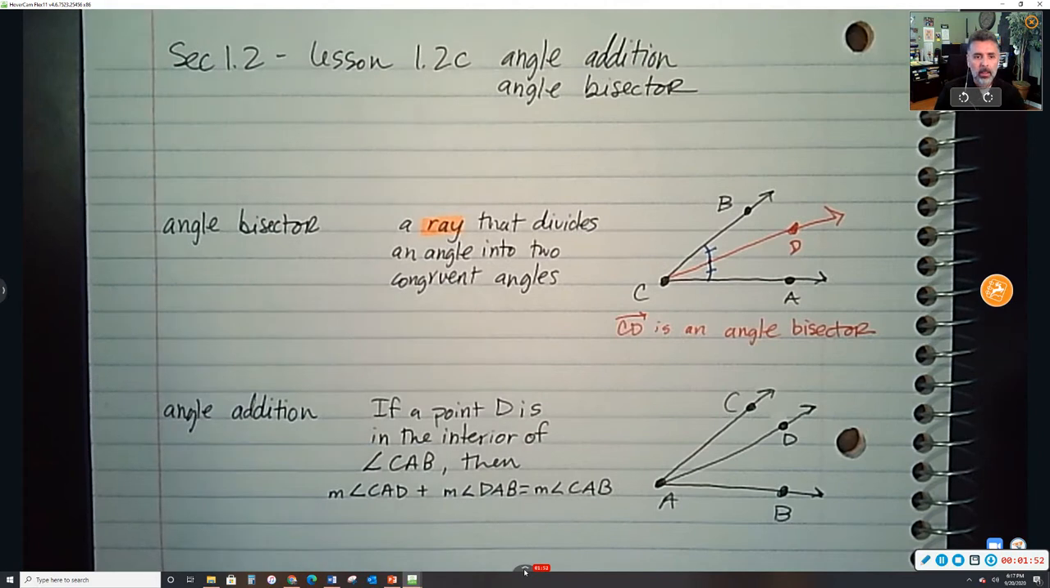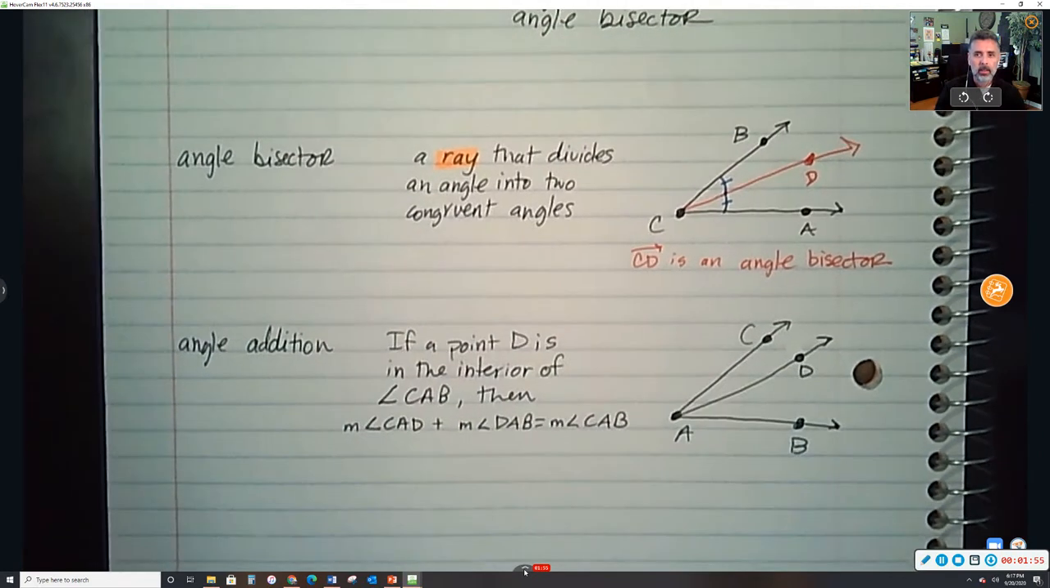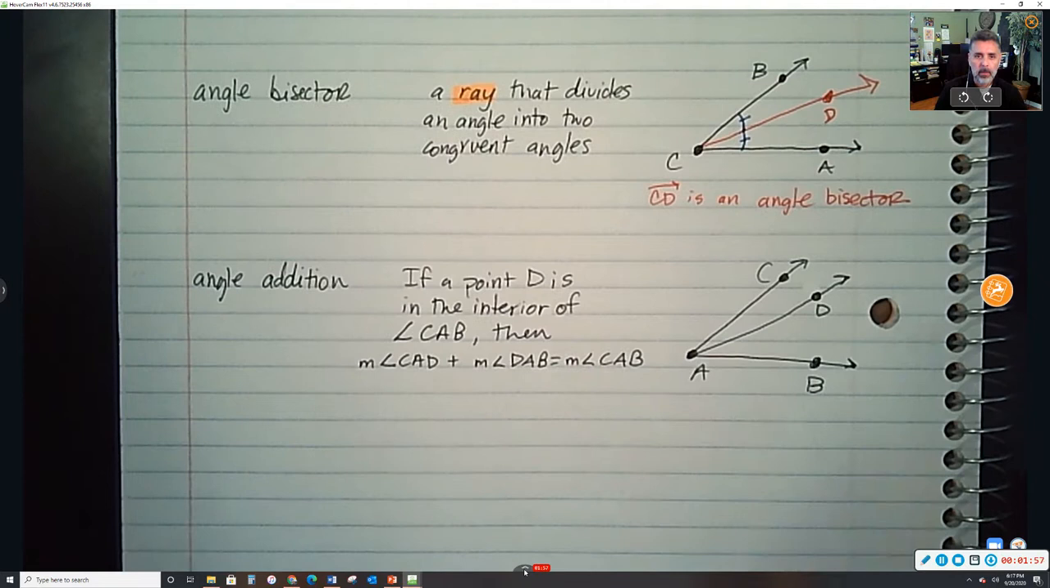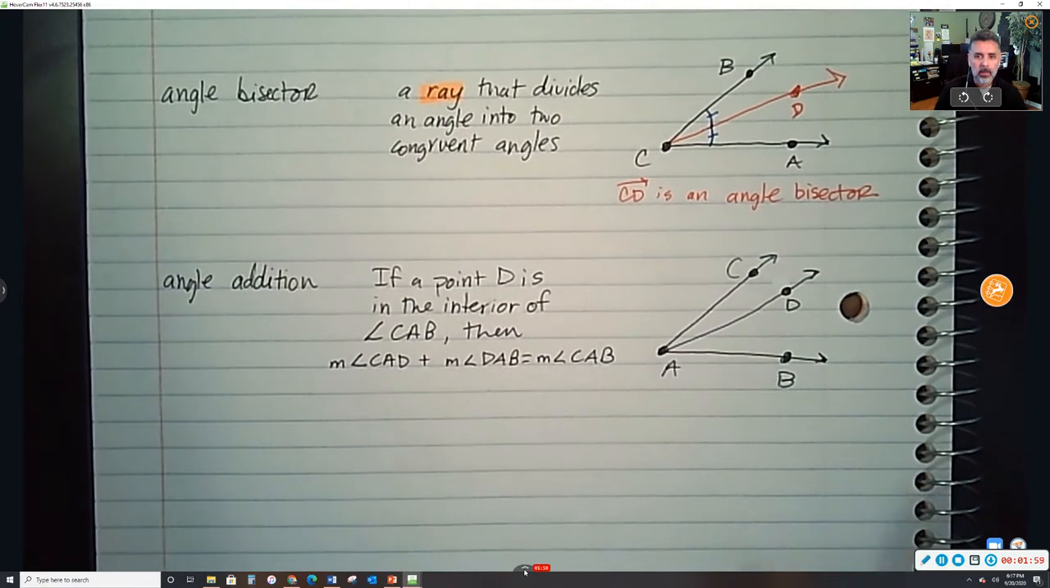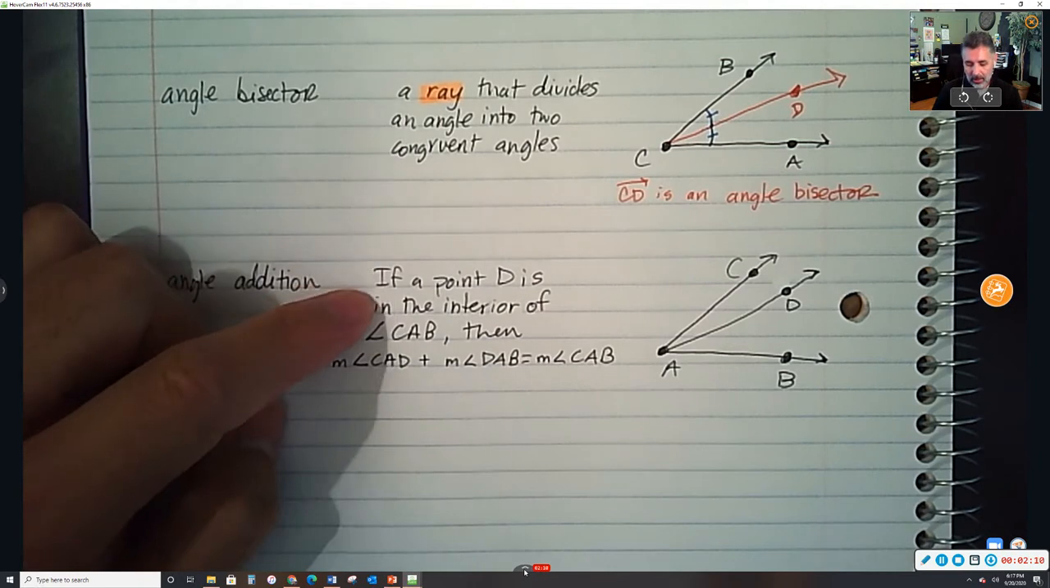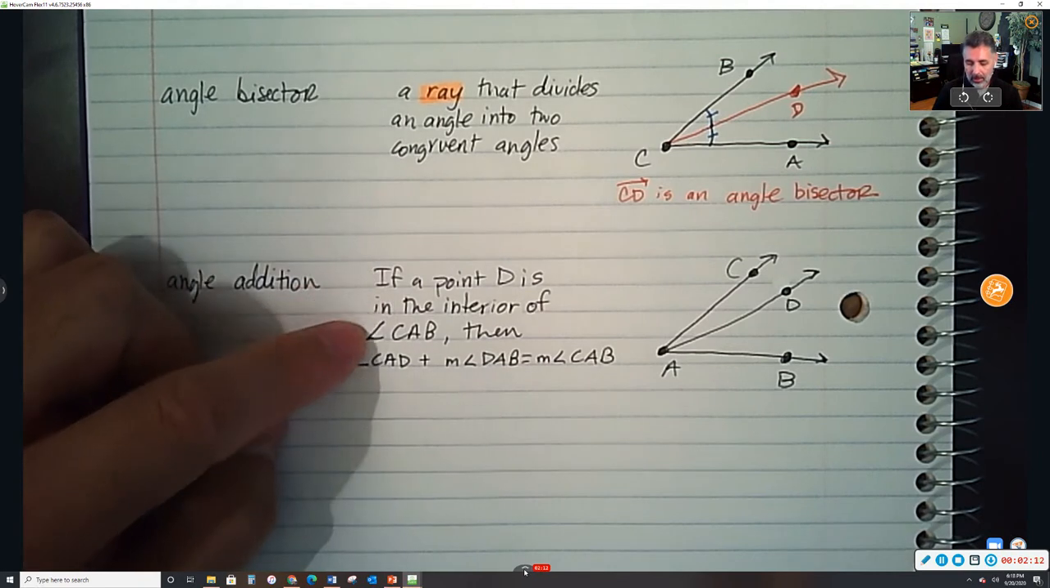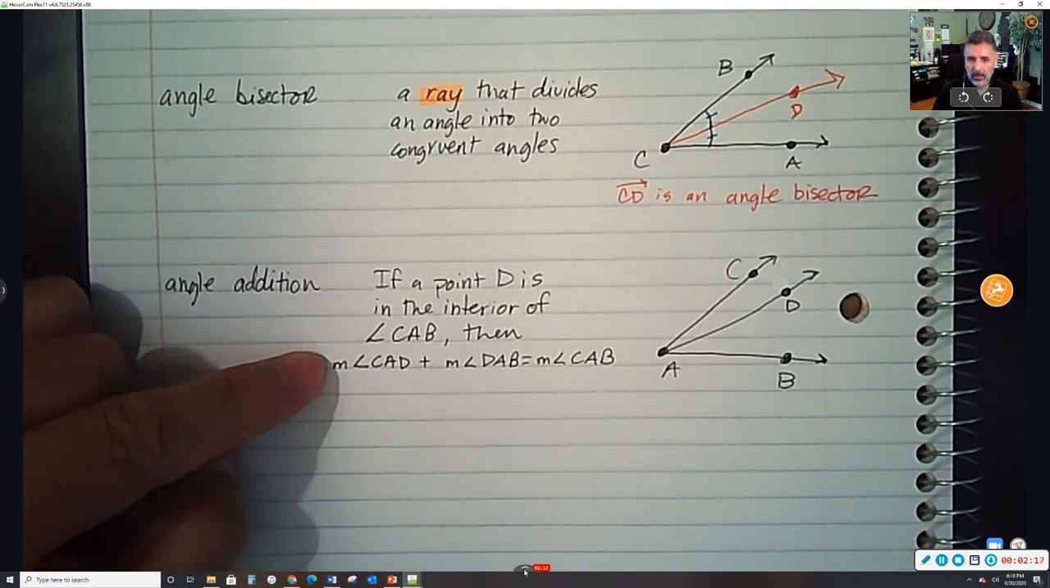And then the next thing we have on here, I'm just going to lower it a bit, is angle addition. And this is similar to the segment addition, only we're talking about angles and not segments. So it says if a point D is in the interior of angle CAB, then the measure of CAD plus the measure of DAB will equal the measure of CAB.